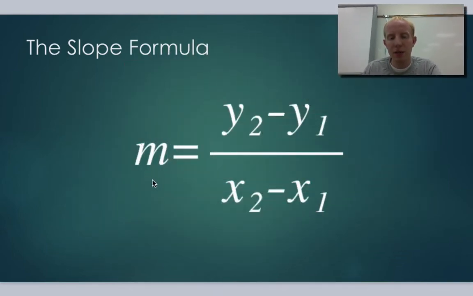So let's remind ourselves that the slope formula is given by that the slope m is equal to y2 minus y1 over x2 minus x1. So the value for the slope is the y value of the second point minus the y value of the first point over the x value of the second point minus the x value of the first point. Hopefully this is review. Let's go ahead and try an example problem with this one.